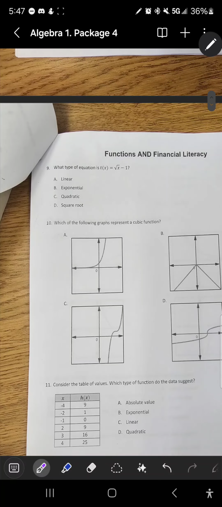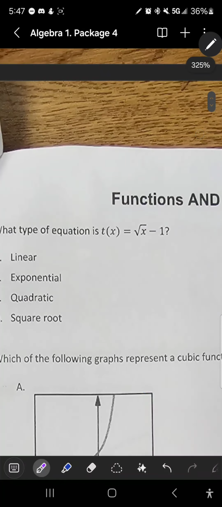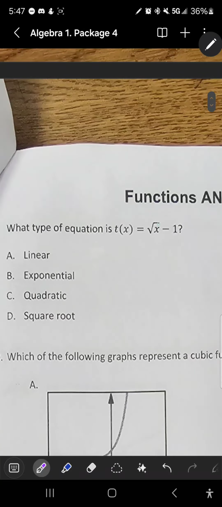Now, number 9. What type of equation is this one? Okay, it's not linear because we see a square root in the x. It's not exponential because there is no number elevated to the x. It's not quadratic because we don't see x to the 2. It is a square root because this is a square root of x. It has the same name as the actual operation we are doing.